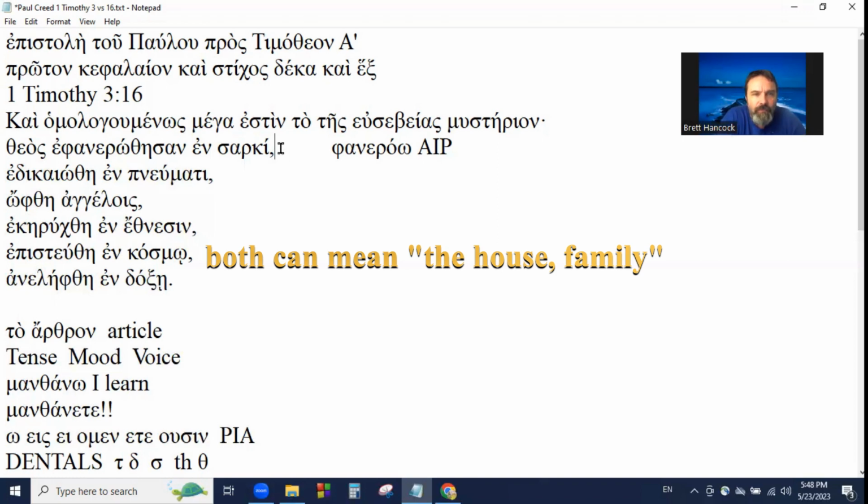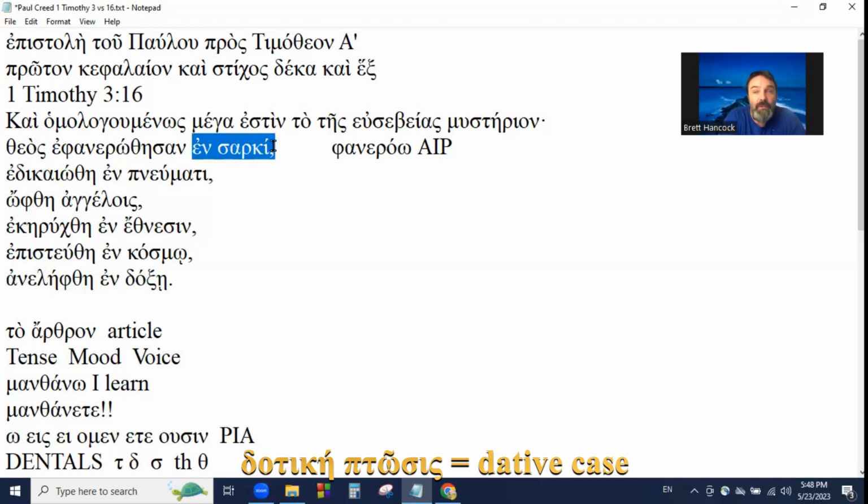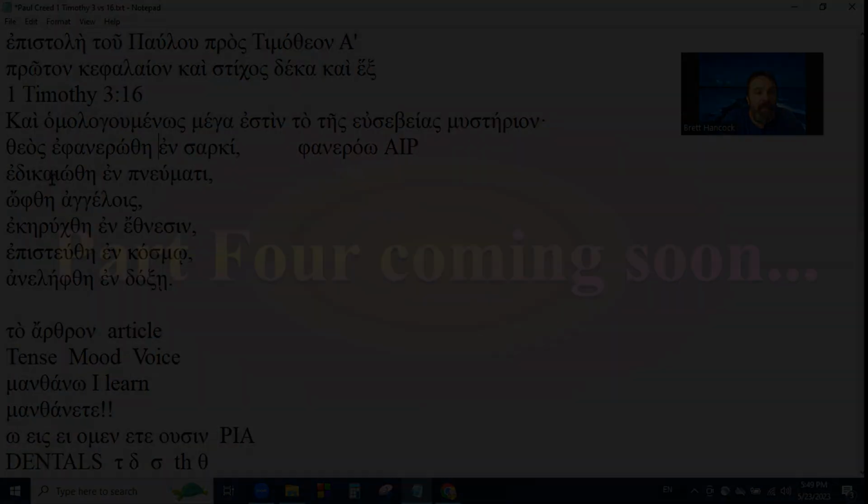So if I say in te oikia, in the house, right? So te oikia, en dotike. So in the house, in sarki. So in flesh, right? That's what it says. Theos efanerothe, efanerothe. So a third person singular there, right? Efanerothe in sarki. So he was revealed, he was made clear in flesh, right? Or God was revealed in flesh.